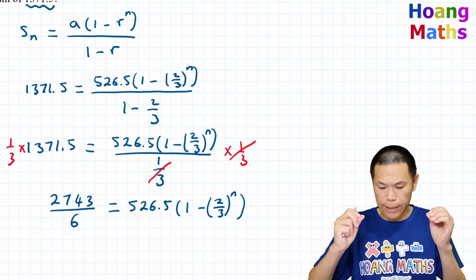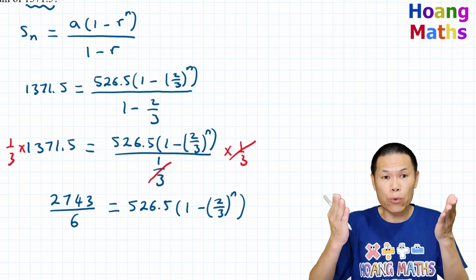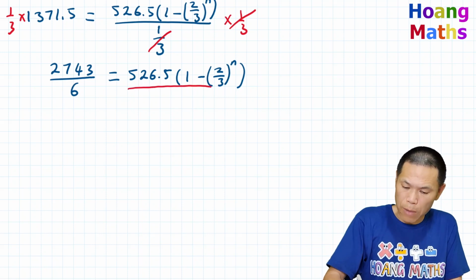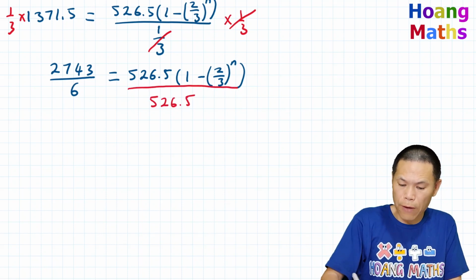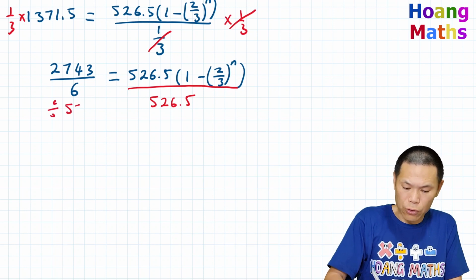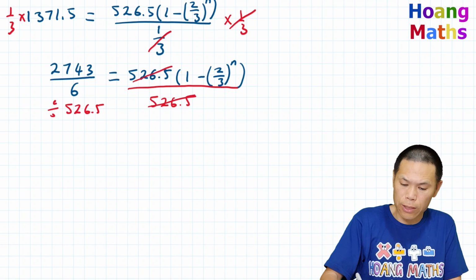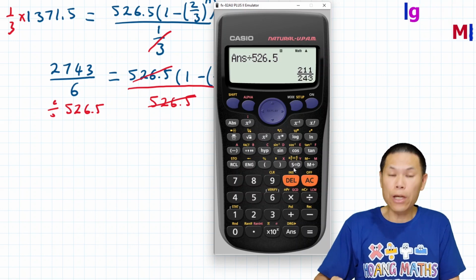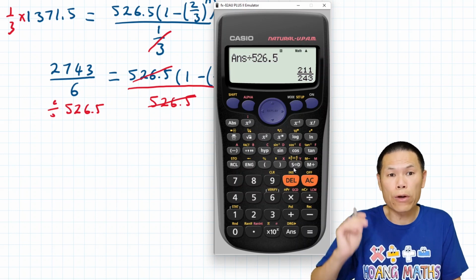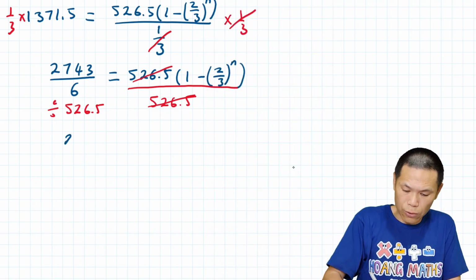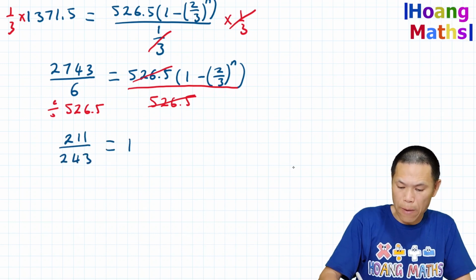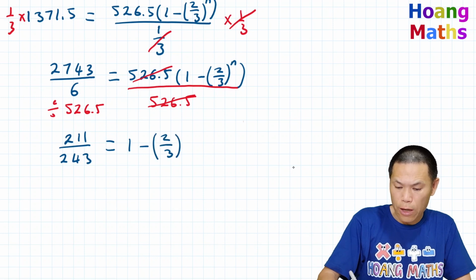Now what I do on both sides is I divide by 526.5. Okay, let me just move this up. So I divide this by 526.5 and I divide this by 526.5, so this cancels out. So I just go answer divided by 526.5, Shift SD. There you go, 211 over 243. So 211 over 243 will give me 1 minus 2 over 3 power of n.